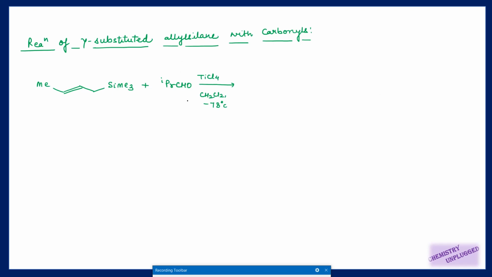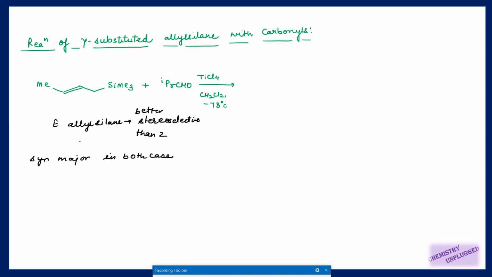So in this particular case, E alkene, or you should say E allyl silane, is more stereoselective than Z. It means both E and Z will give syn as the major product in both cases, right? But the ratio of syn is higher for E allyl silane than Z allyl silane. How we have decided that syn will be major, we will see a little bit later. But first we will try to find out the structure of the syn and anti product.